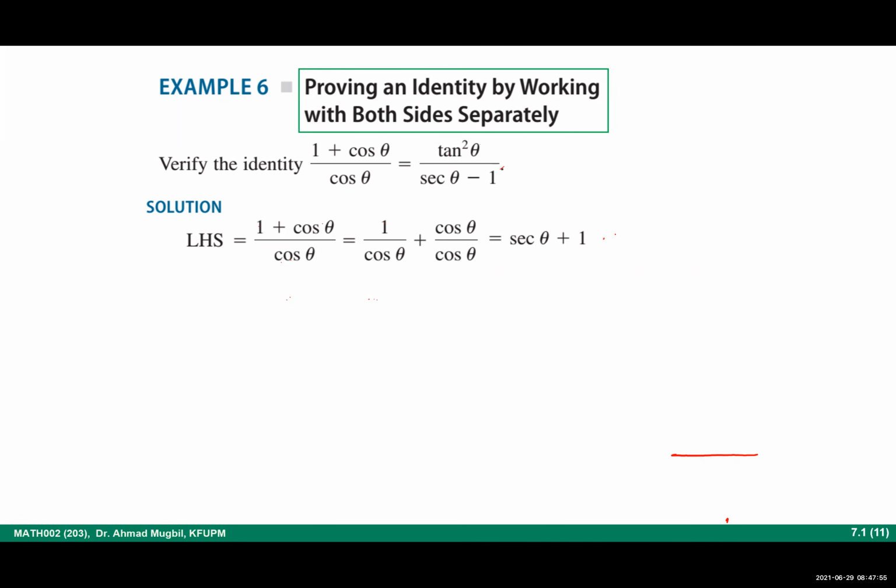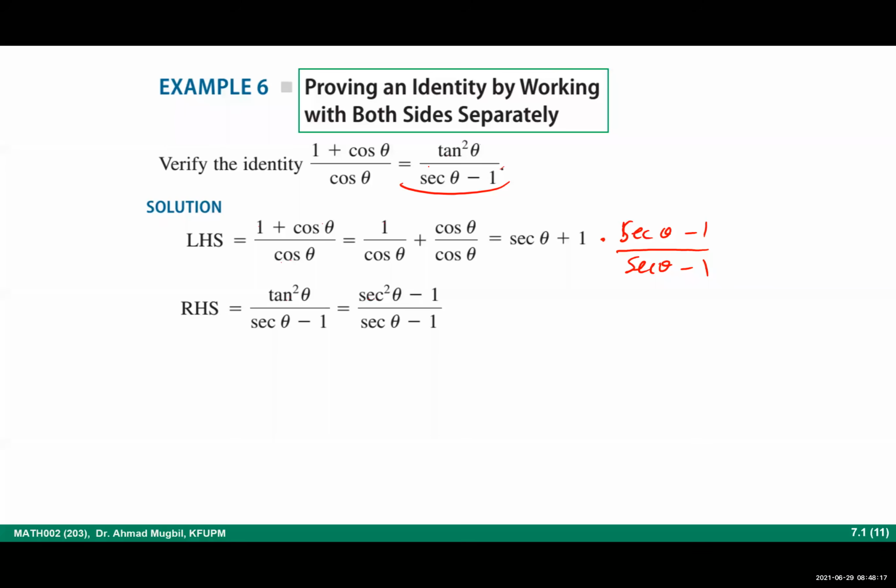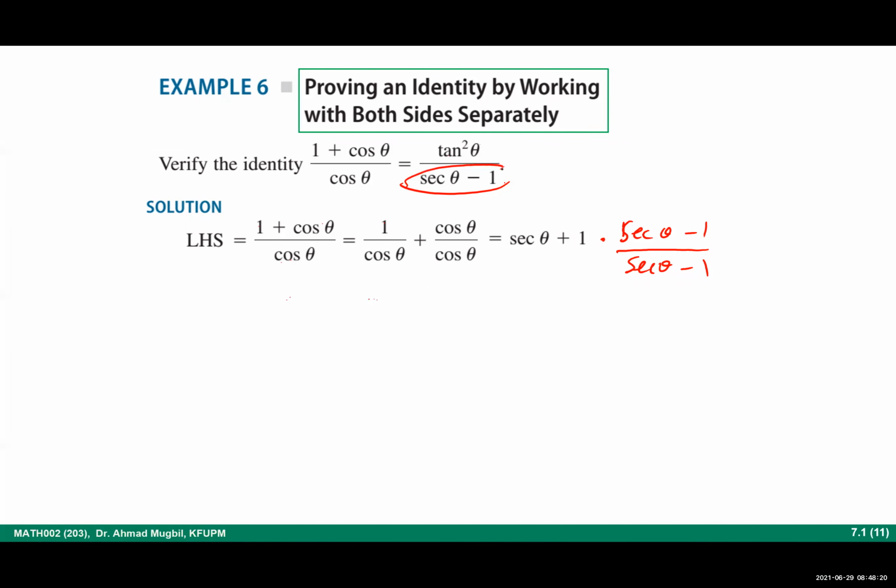I can multiply by secant theta minus 1 over secant theta minus 1. The problem is, how can you think about it? Are you going to think about this, or will this idea come to your mind or not? In fact, where does this idea come from? From here. Look what I have in the denominator here. This is my target. So I just multiplied by 1. I have this expression, I multiply it by 1. What is that 1? It is not any 1, it is a hero 1. My hero here is secant theta minus 1 over secant theta minus 1.